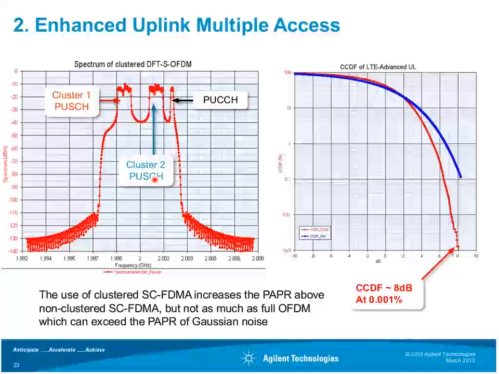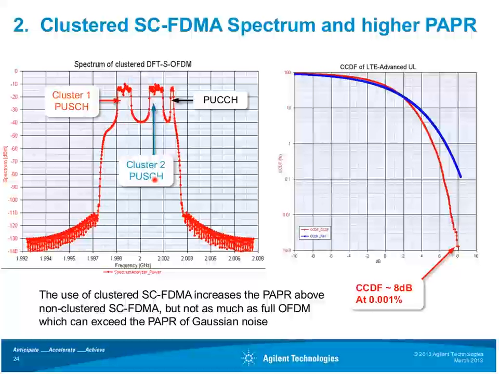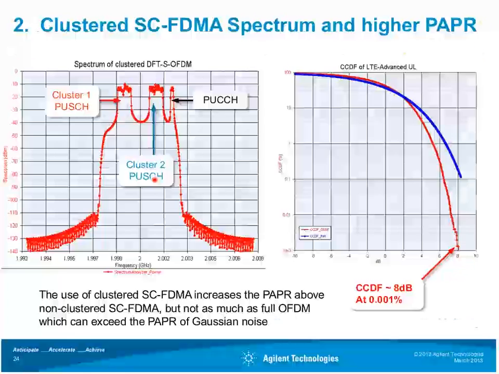So let's look at the signal here. On the left is an actual signal. It shows two shared channels and then one control channel. And on the right side is the CCDF curve. Again, that's the probability of peak power levels. And you can see that it's gone up for this new transmission type, but it's still better than the Gaussian noise or the level that you would have for true OFDM technology.